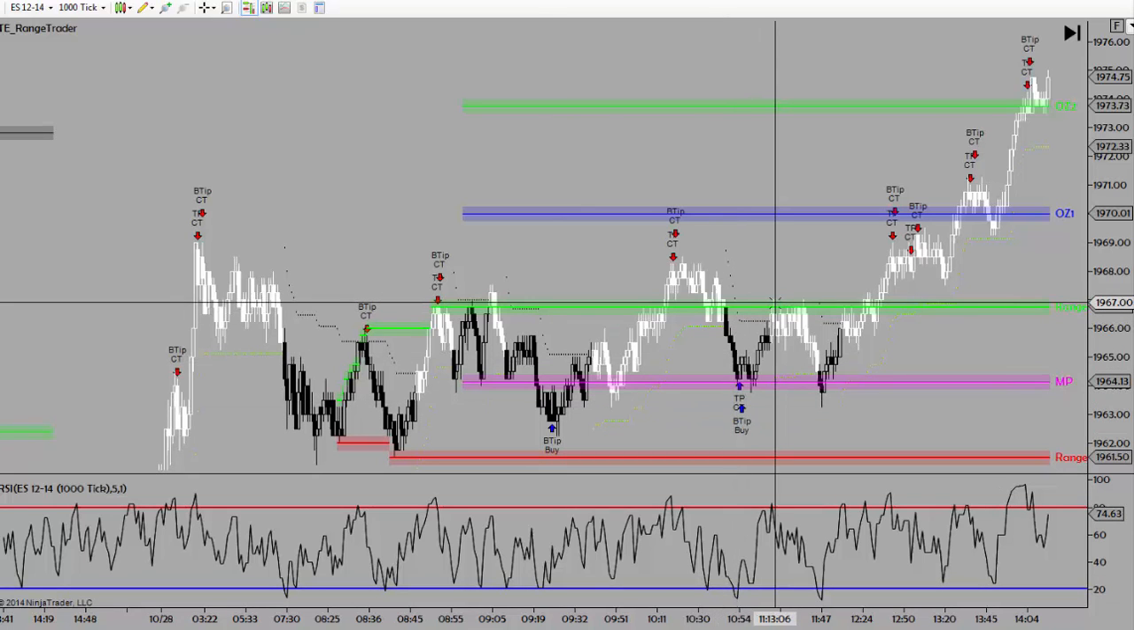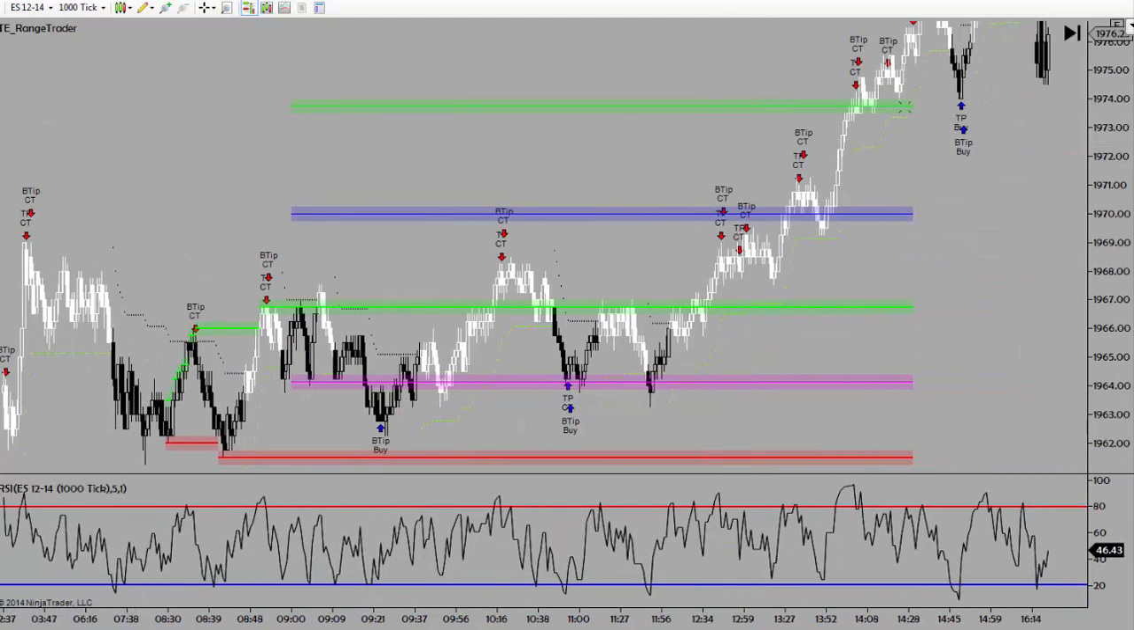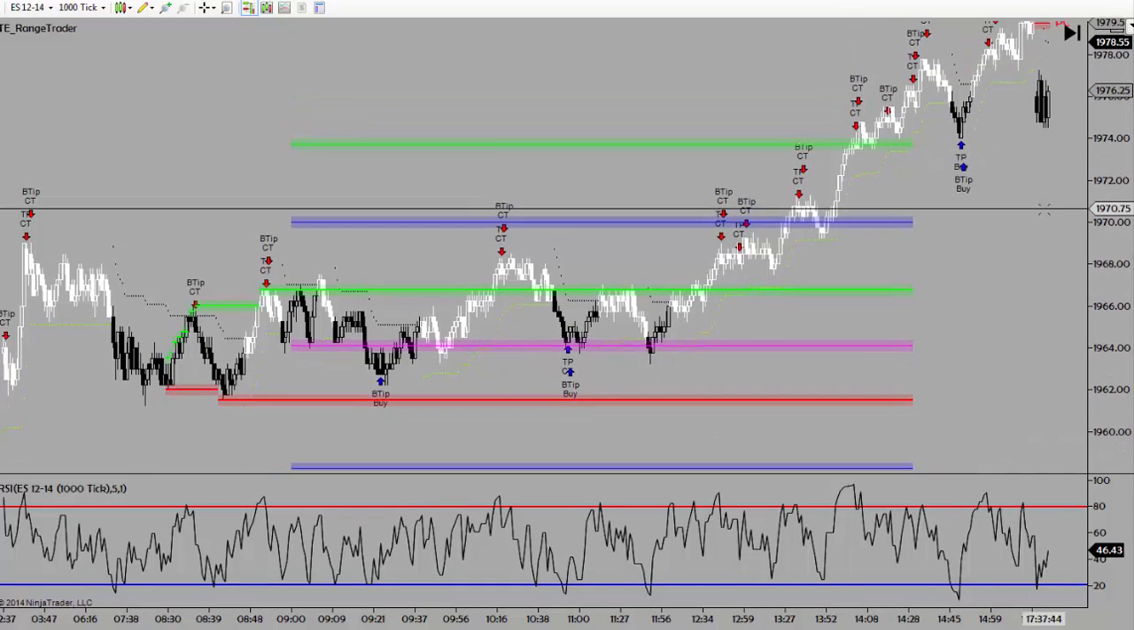We retested the range high right here for a quick 2.5 points. And then offer zone 1 met right here for another 5 points. So that was a 7 to 8 point winner right there on a 2-lot. As you can see, we eventually did go grab our offer zone 2 and then took off from there.